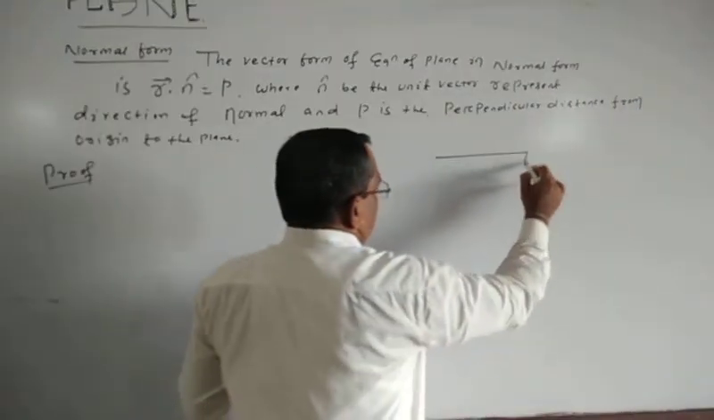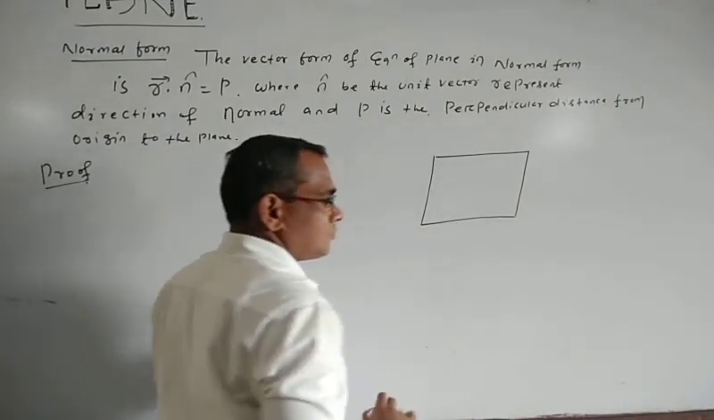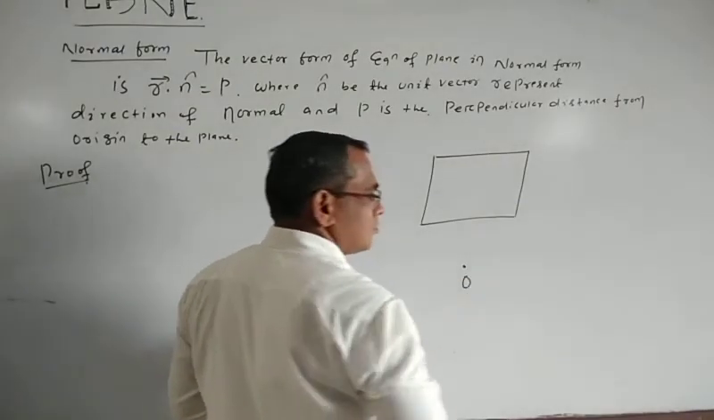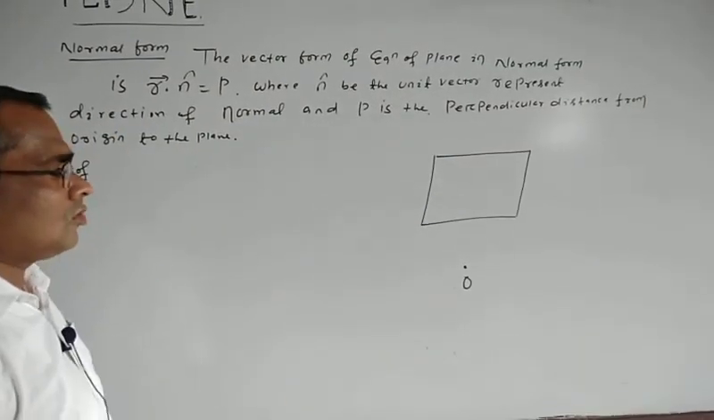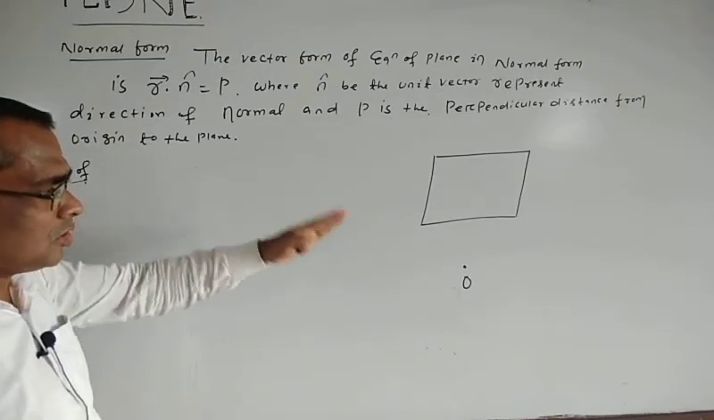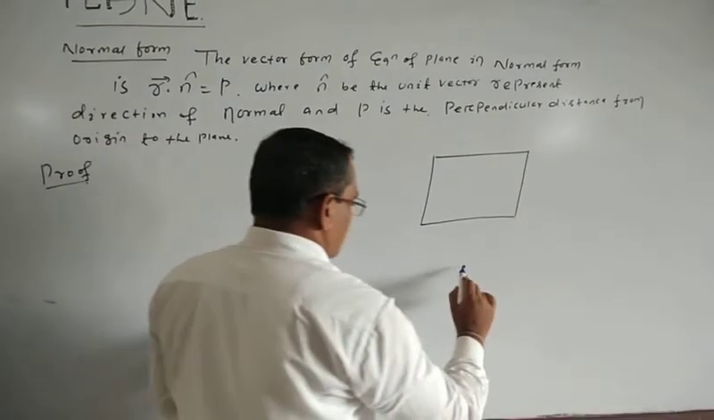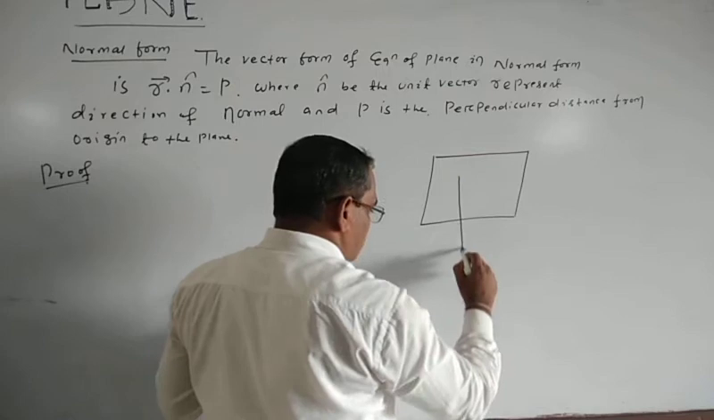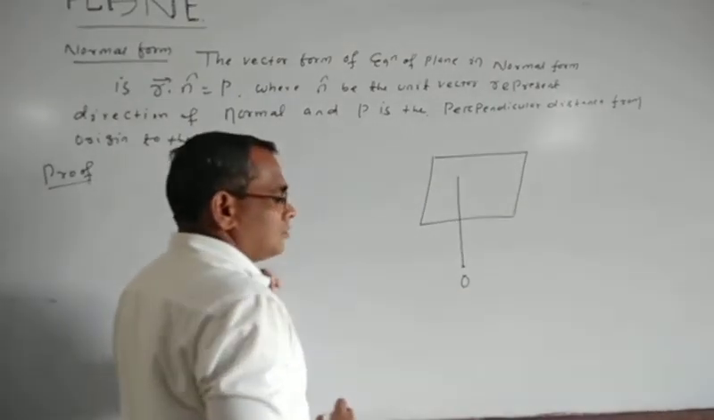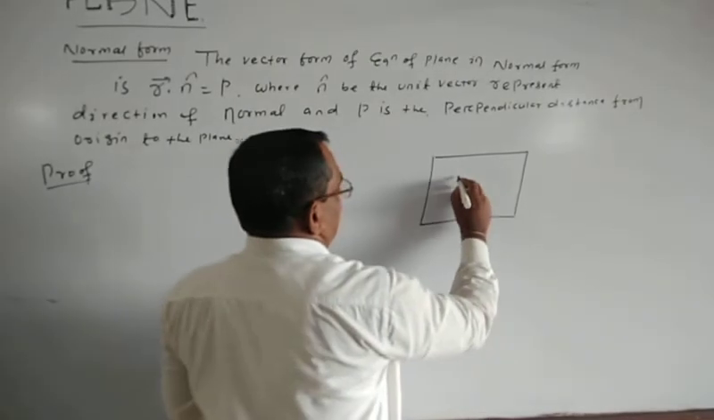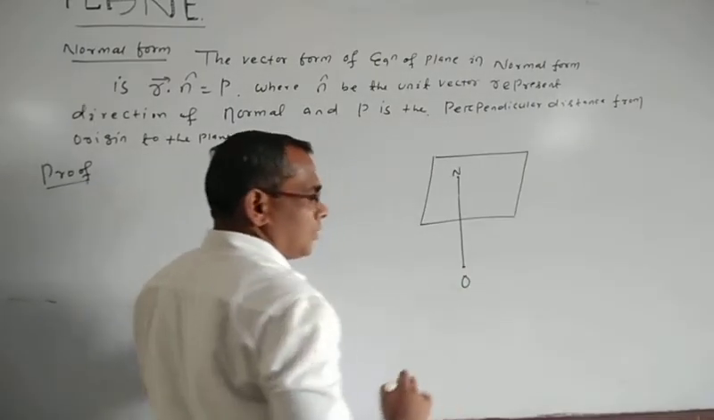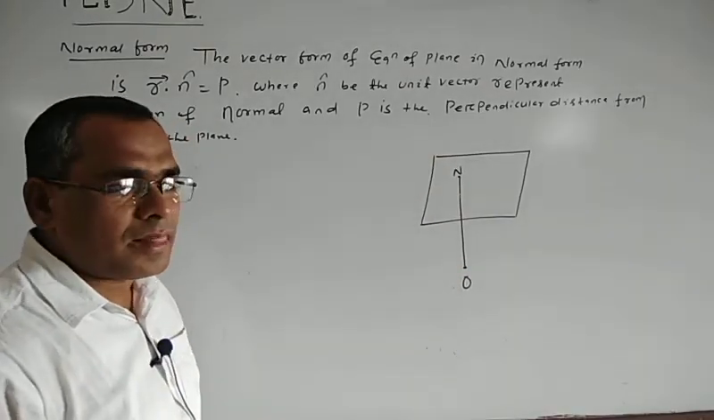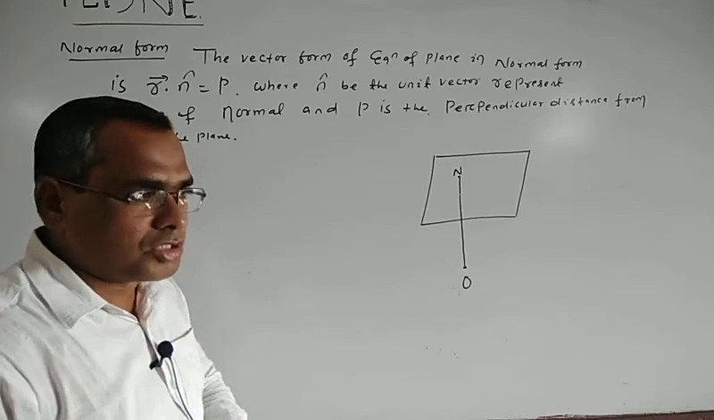Clearly this is a plane, and this is the origin. First we draw the perpendicular line from the origin to the plane. This is the perpendicular. Here capital N is the foot of the perpendicular drawn from the origin to the plane.